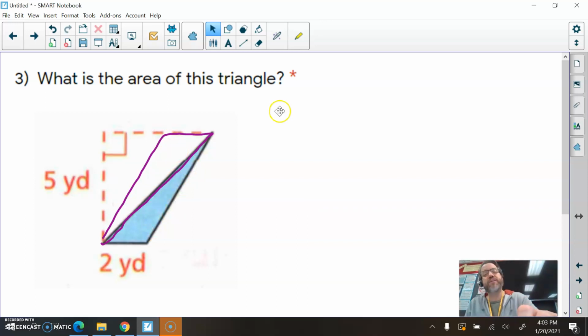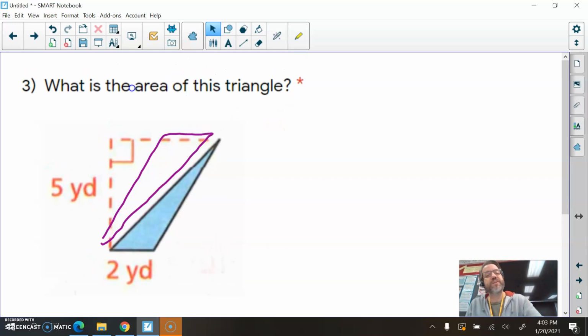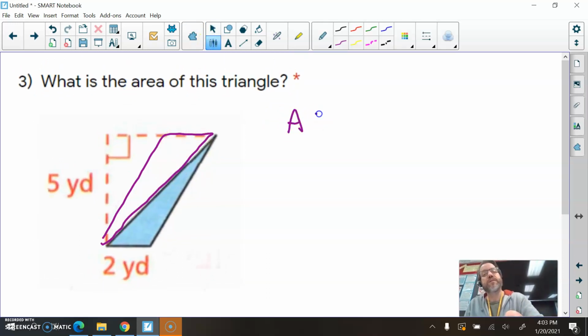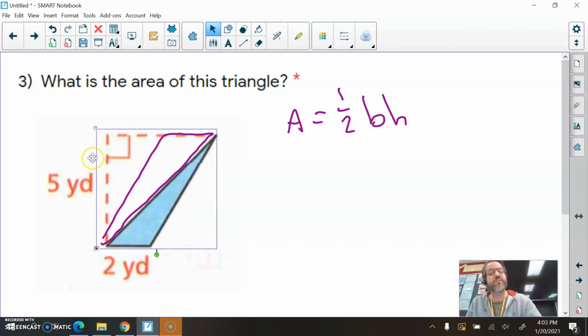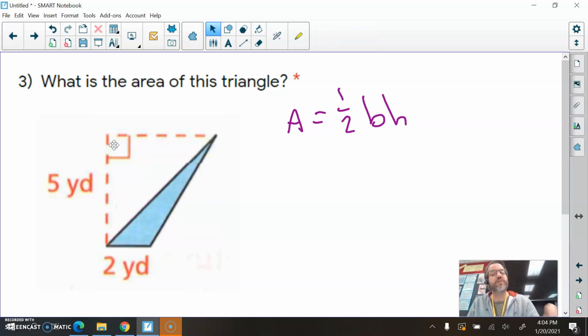Well, to find the area of a parallelogram, you just take base times height. But when you look at this parallelogram, the triangle, which is shaded blue, is only half of it. And that's why the area of a triangle is 1/2 times the base times the height. All right, I'm going to get this other triangle out of here that I drew there. That's just in our way, being a distraction.